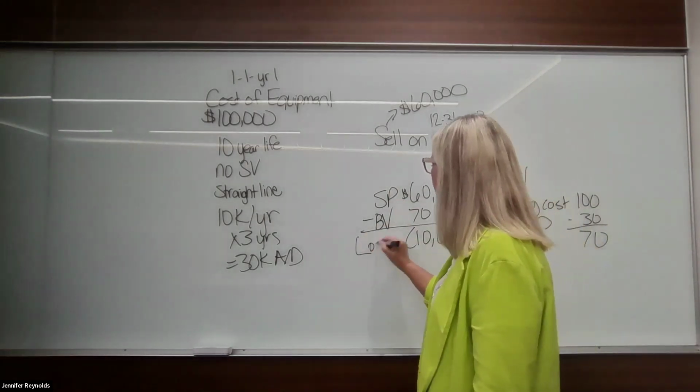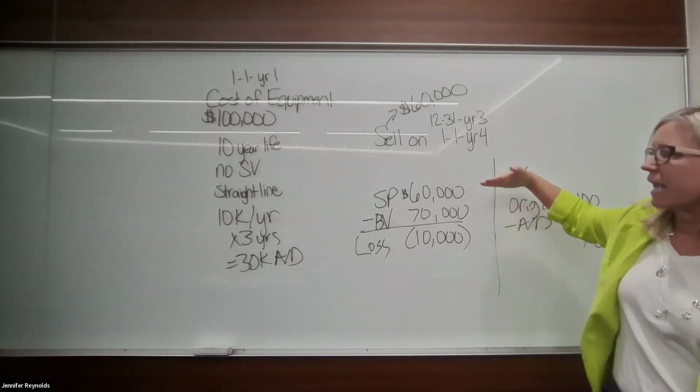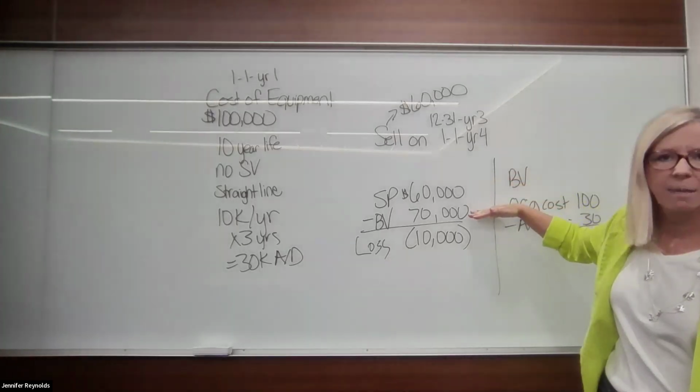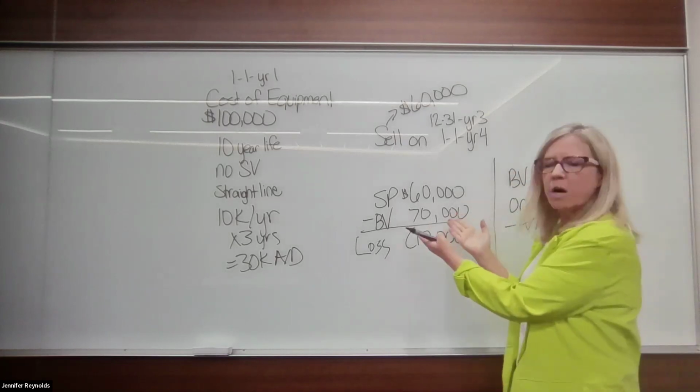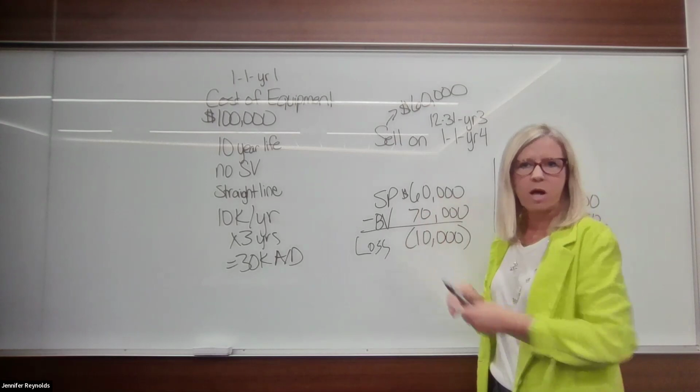What is the other common mistake I see? I see students flipping this, taking book value minus the selling price. And no, it's what's it on our books at? If you sell it for more than that, you have a gain. Less than that, you have a loss.